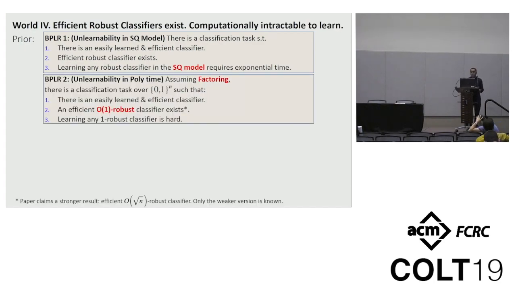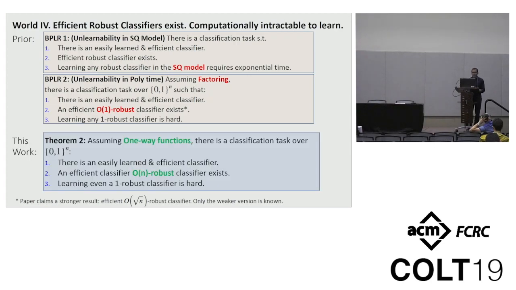The other thing they showed was that assuming factoring, a cryptographic assumption, you have a classification task such that an efficient robust classifier exists which can tolerate a constant number of perturbed bits, but learning one which protects against even one bit tampering is hard. So we improve on this in two regards. So we improve the assumption, which is we show that under a weaker assumption, which is that one-way functions exist, you have an efficient classifier which can tolerate a linear number of corruptions, but learning even a non-trivial robust classifier is hard. That is learning something which protects against even one-bit adversaries.